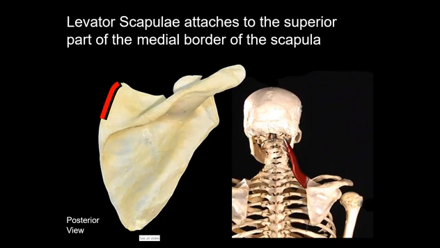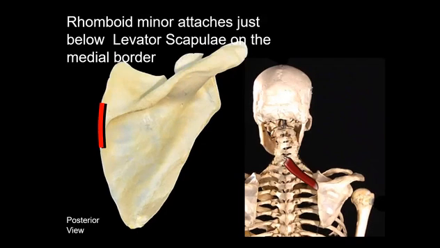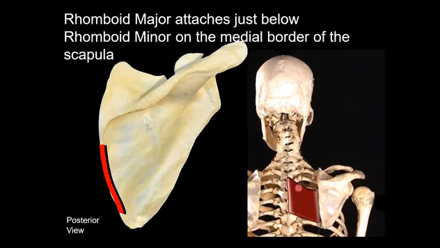And then we have the rhomboid minor, and the rhomboid major that also gets attached just below it. So we have the levator here, then the rhomboid minor here, and just after it, the rhomboid major. Take note of this: at the medial border of the scapula, you have the levator scapulae, rhomboid minor, and rhomboid major. The word minor refers to size; the major is bigger than the minor. So this is the minor, and this is the major.